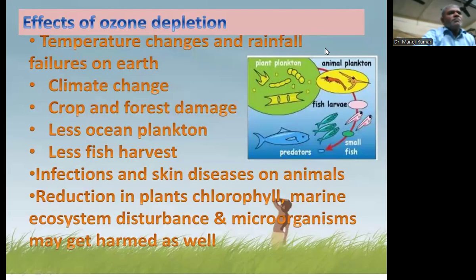What are the effects of the ozone layer depletion is shown here. Temperature changes and rainfall failures on the earth due to the ozone layer deflection. Climate change will be observed due to the ozone layer depletion. Crop and forest damage will be there due to the ozone layer depletion. Less ocean plankton will be there due to the ozone layer depletion. Less fish harvest will be there due to the ozone layer depletion. Infectious and skin disease on the animals, reduction in plant chlorophyll marine ecosystem, and disturbance of the microorganism may get harmful as well.